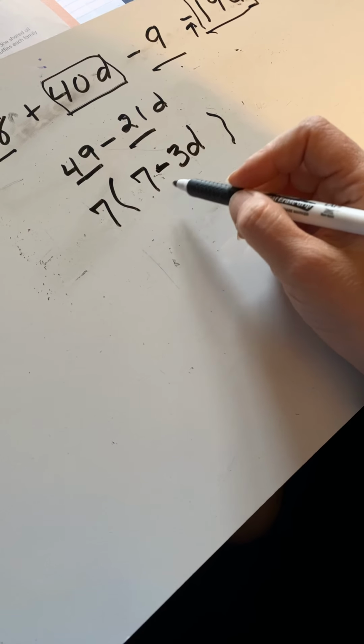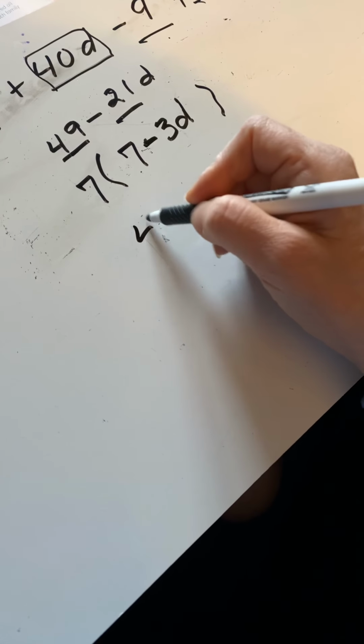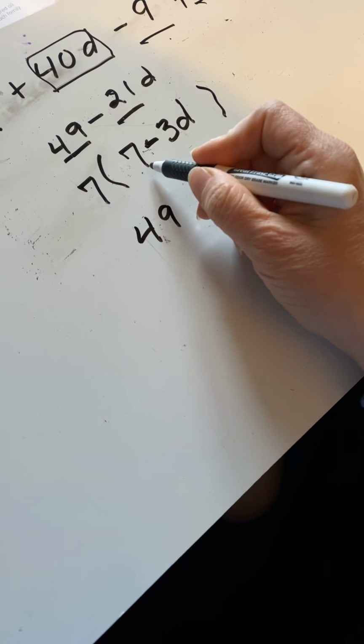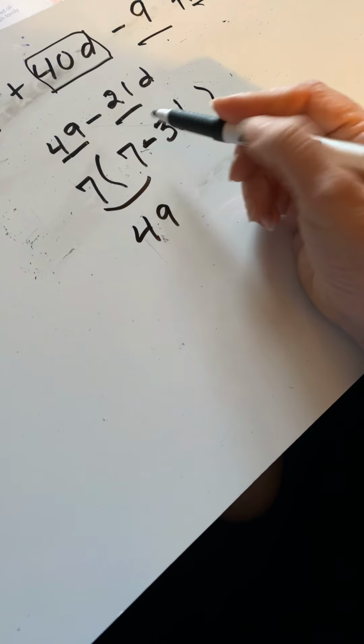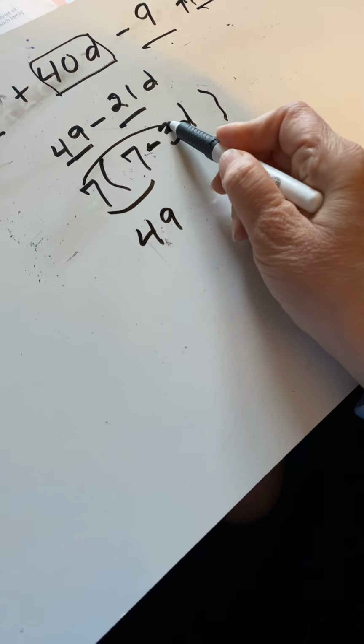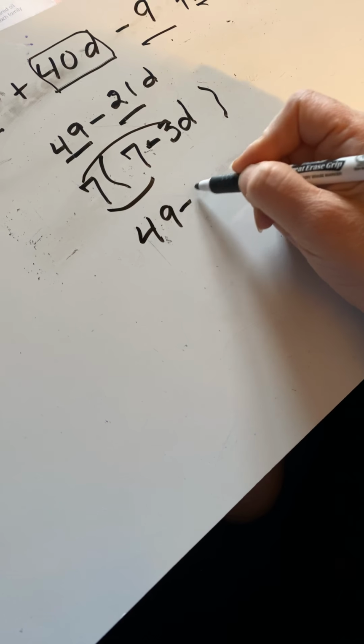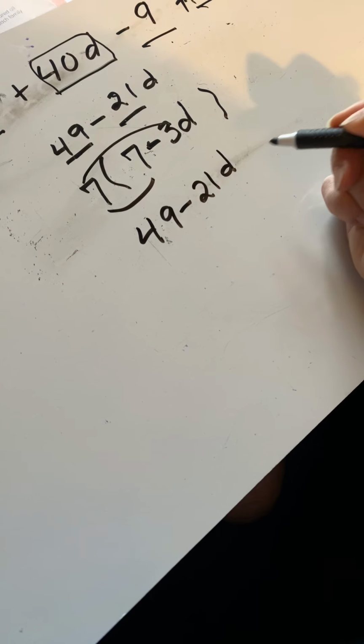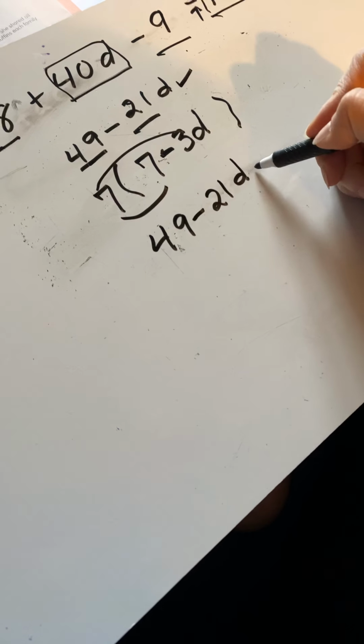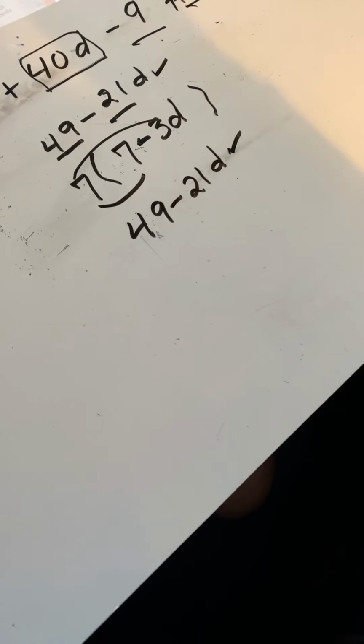To check my work, I can expand it. 7 times 7 is 49, distributing that way. Now I'm going to distribute this way. 7 times 3, 21D. This is the same as this. Voila, we are correct.